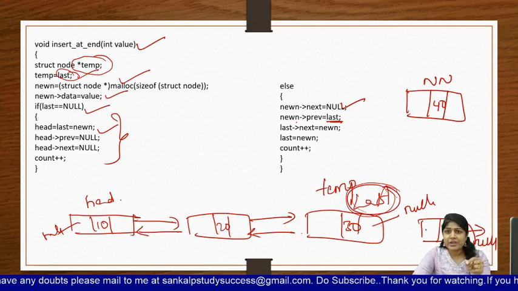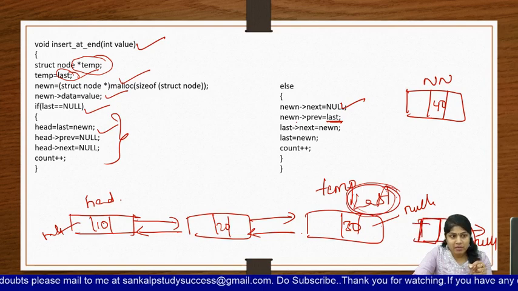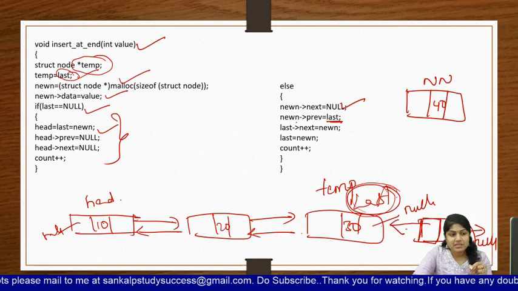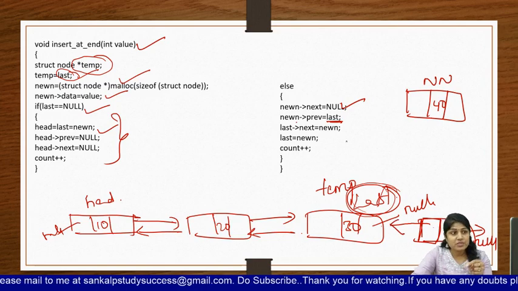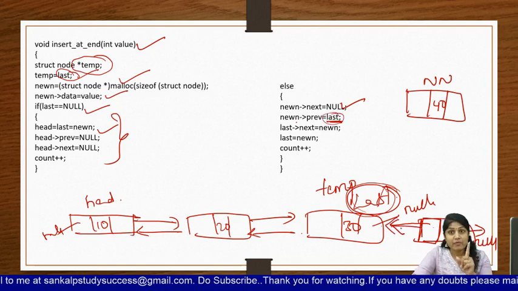Now new node to previous means what? This box, right? I assign this arrow mark. New node to previous, where do I store it? Last. Okay, so I assigned it to this. Fine. And one more arrow mark.